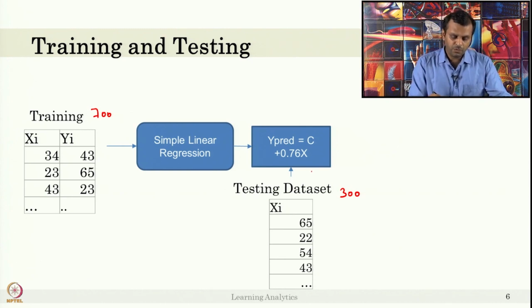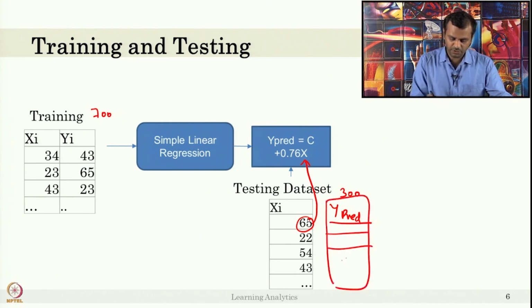Now, you want to test the performance of this particular linear regression model on a test data set. Now, you have 300 test data, that is 300 values of xi. Apply each xi to this equation, so you will have a y predict. For each xi you will have a corresponding y predict that comes out.